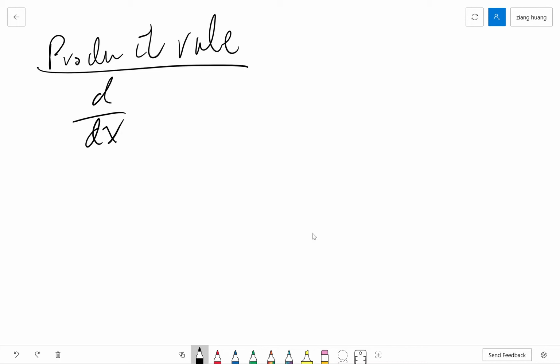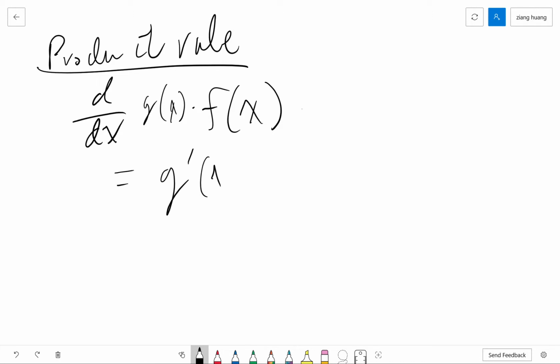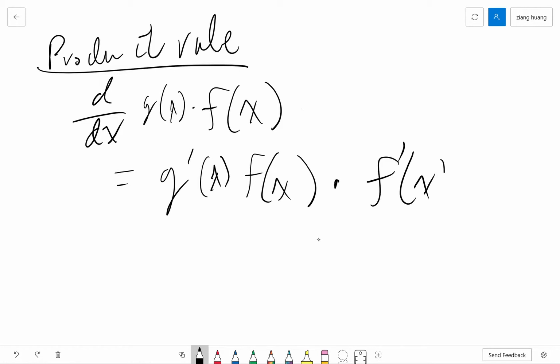So for example, we have this function, which is equal to g of x times f of x. The derivative of this is equal to the derivative of g(x), g prime x is used to denote the derivative, times f(x), plus the derivative of f(x) times just the normal g(x).